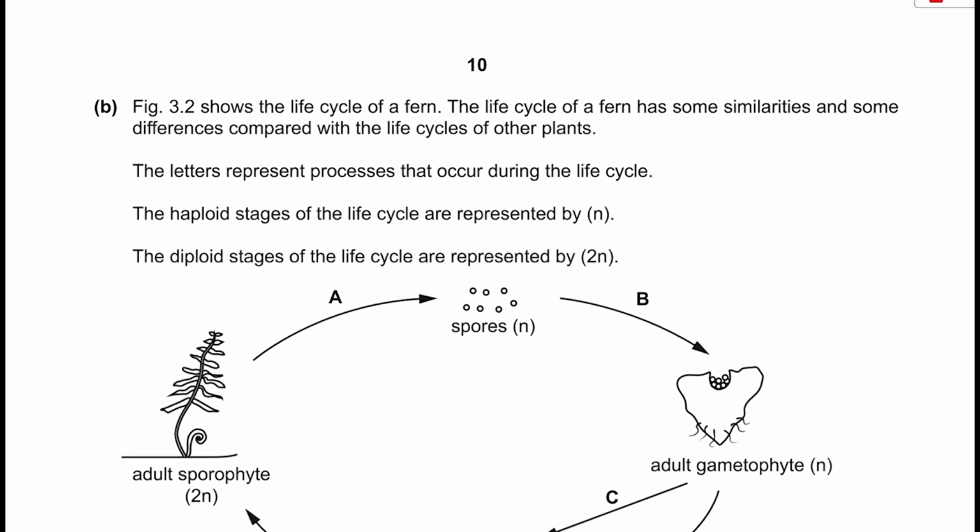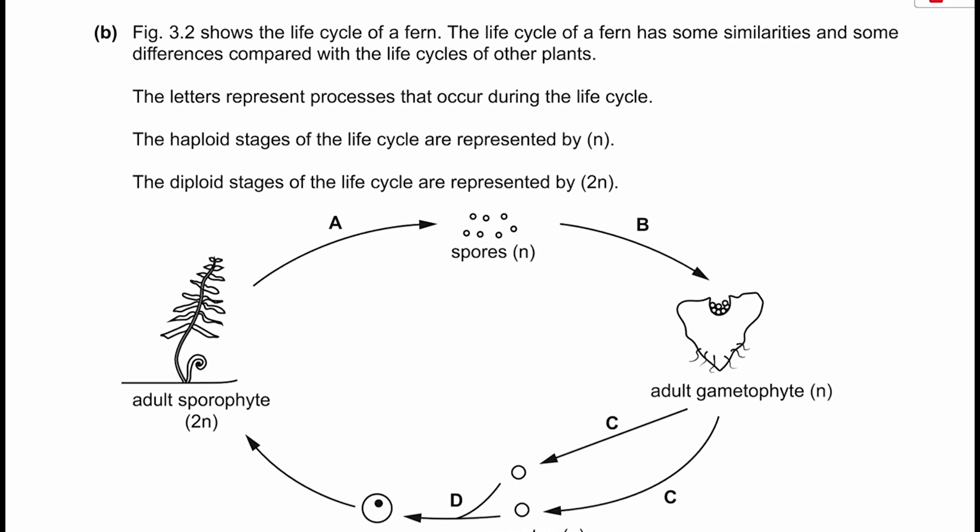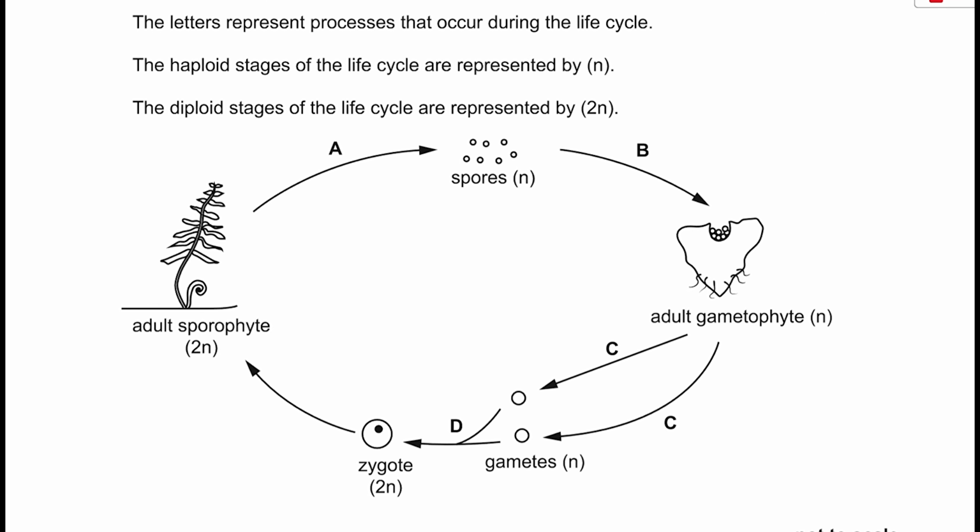B says, figure 3.2 shows the life cycle of a fern. The life cycle of a fern has some similarities and some differences compared with the life cycle of other plants. The letters represent processes that occur during the life cycle. The haploid stage is represented by N, and the diploid stage is represented by 2N. In our diagram, the sporophyte is 2N, so of course it involves a diploid stage.